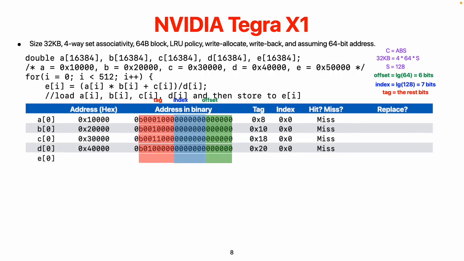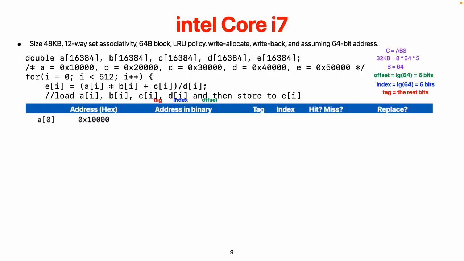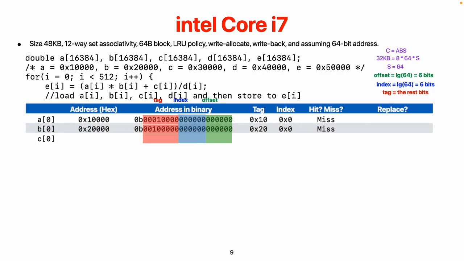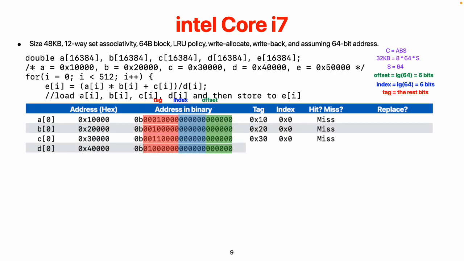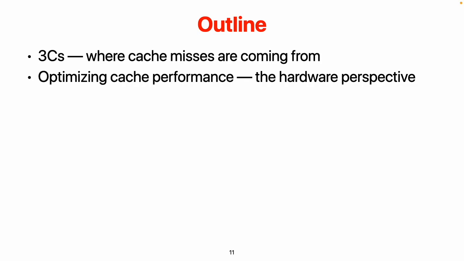And we know that 100% of them are misses. We also have been simulating this on an Intel Core i7. And we know with higher associativity, the same piece of code performs better on the Intel processor. So today we are going to continue our discussion. And today we are going to talk about the causes of cache misses and how to optimize them.